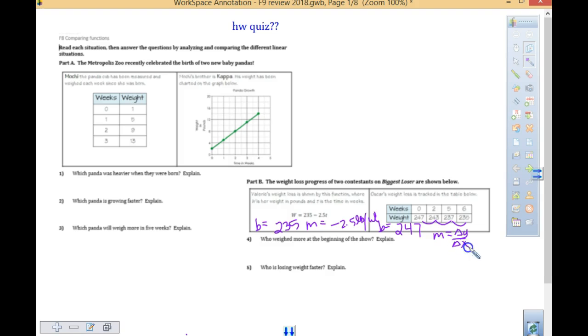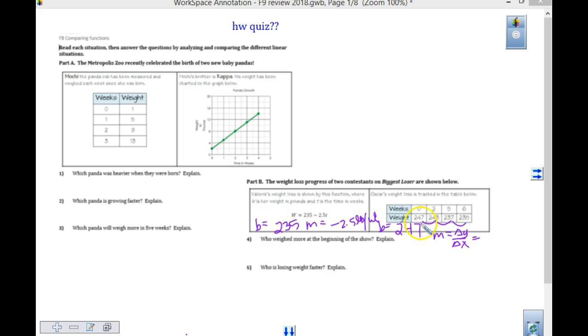We want to think of it as change in Y over change in X. So how is the weight changing? You want to go to 247 from 243. Which ones do you want to use? So she lost 4 pounds over what period of time, though? Over 2 weeks. So here she's losing 2 pounds, so minus 2 pounds per week. Okay? So that should help us to answer both questions, right?